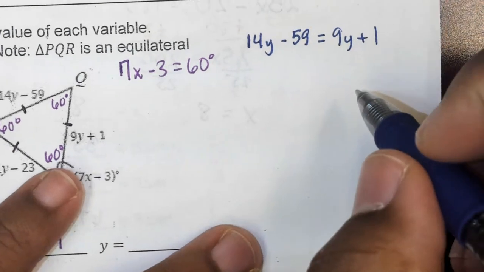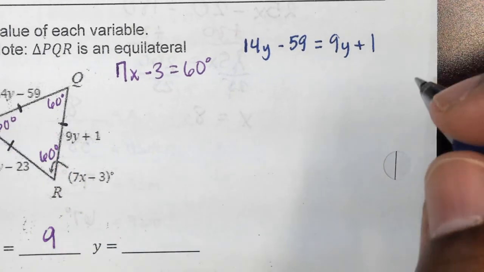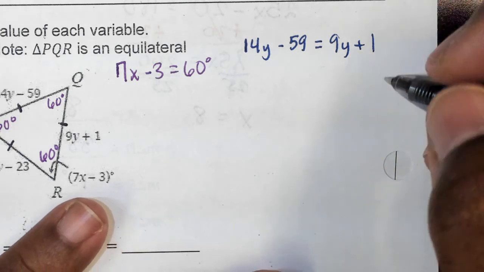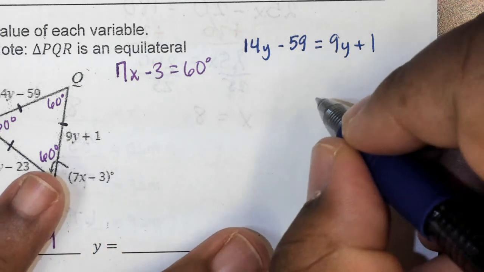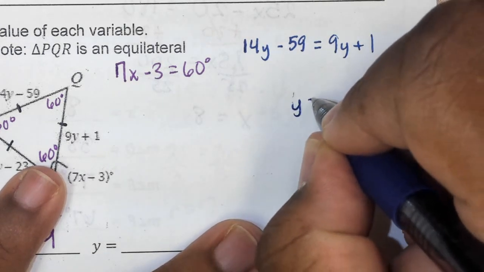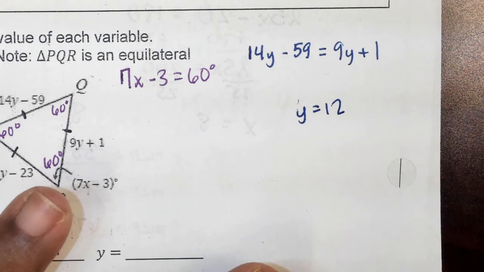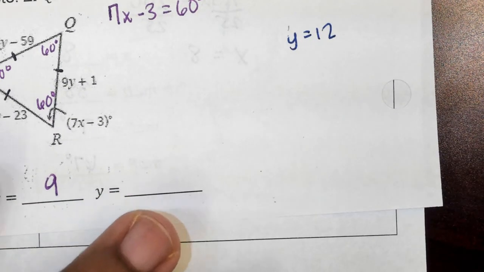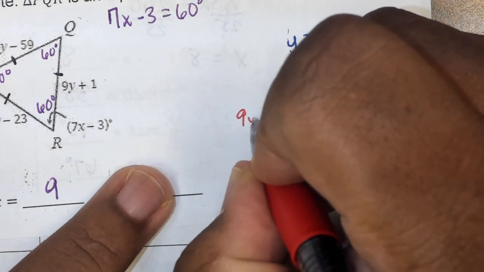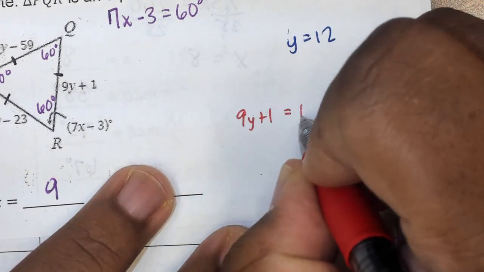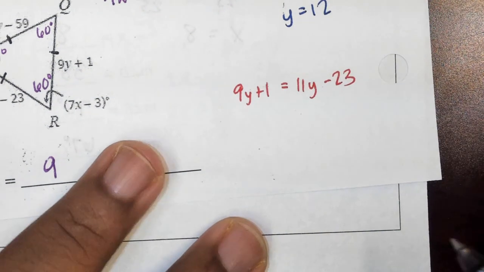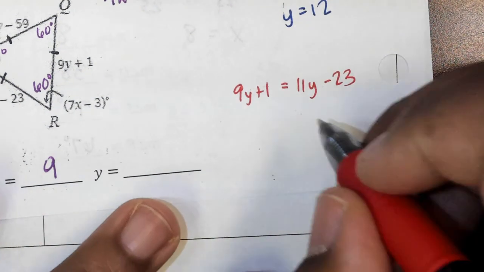Y'all picked those, but he picked those two sides. What y'all got for y? Anybody solve that yet? Yeah, y'all should have got y equals 12 when y'all solved this, right? What I'm telling you is you could have picked any two sides you wanted. I'm going to pick my own sides. I'm going to do 9y plus 1 equals 11y minus 23. I'm doing it in red just to show you I'm going to get the same answer.